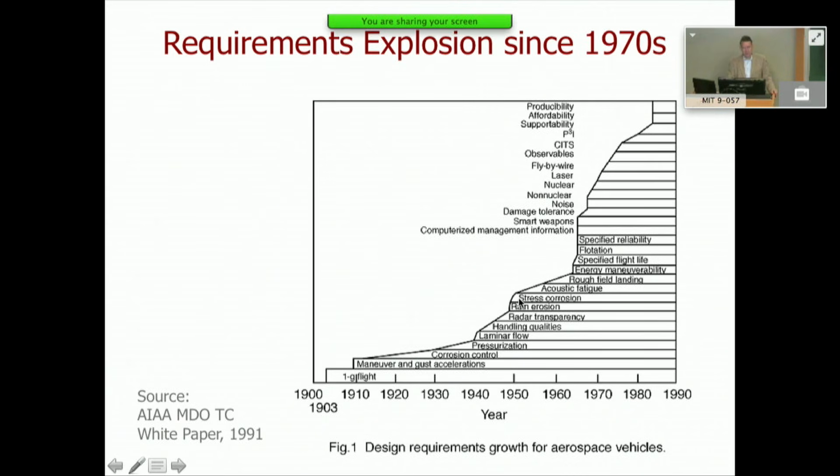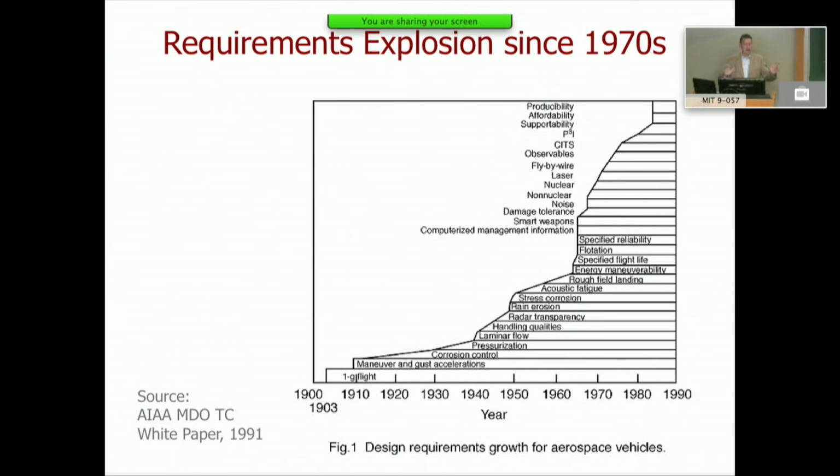And you see a big step here, World War II, right? Handling qualities, radar transparency. Radar was invented, so now you want airplanes that are not as visible on the radar. Fatigue, rough field landing. And then we have another big step here in the 60s and 70s. This was during the Cold War. Smart weapons, nuclear, fly-by-wire, replacing cables with electronic flight controls. And then a lot of the illities in the last 20 years. Producibility, affordability, supportability, etc.